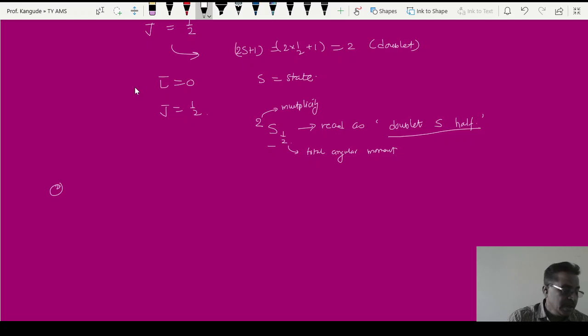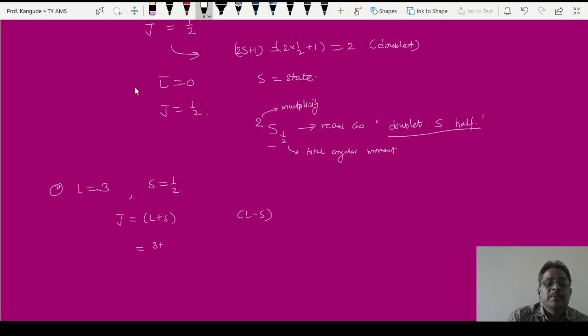Second example, if I have L equal to 3, I am not writing the bar every time, and capital S equal to half. Now let's see how they are added vectorially to give different values of J. As I said earlier, J will have a maximum value of L plus S and a minimum value of L minus S.